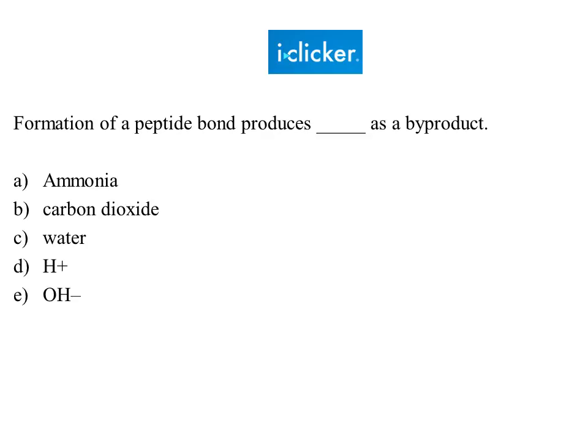Now, another one. All right. When we form a peptide bond between two amino acids, what is the byproduct of this reaction, this condensation reaction? All right. 30 seconds. Actually, there is a timer here. Let's see the timer.